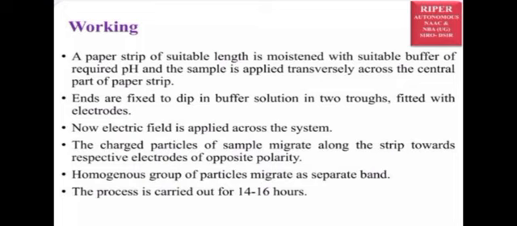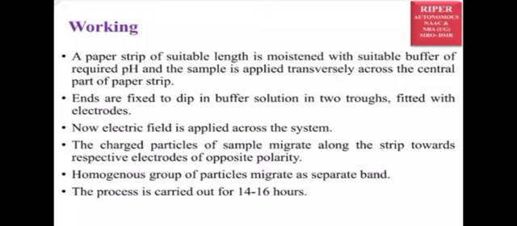Next, we spot the sample using a capillary tube. The sample is spotted on the Whatman filter paper and dried. Next, we select the buffers. What are the buffers we use? In paper electrophoresis we use acetate buffer, phosphate buffer, and barbitone buffer.